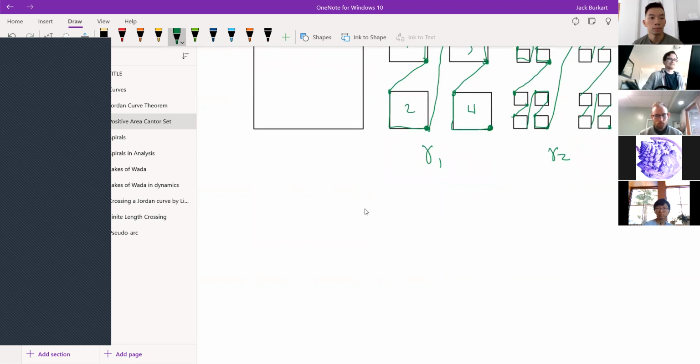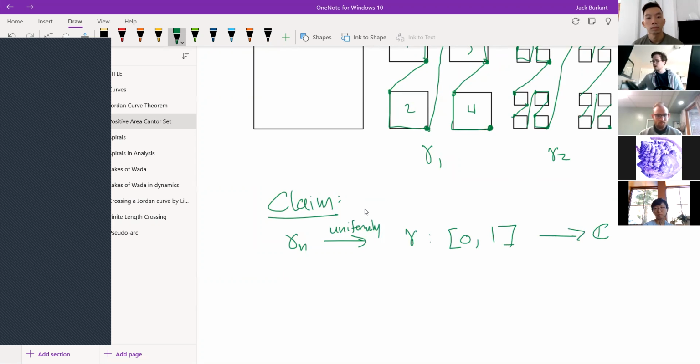So here's what I claim. I claim that gamma n converges uniformly to some continuous function gamma from [0,1] into the plane. That's the first thing that I claim. I claim that the limit function gamma is injective. It needs to be if I want it to be a Jordan curve, because it's a simple closed curve. And I also claim that K is a subset of gamma of [0,1].